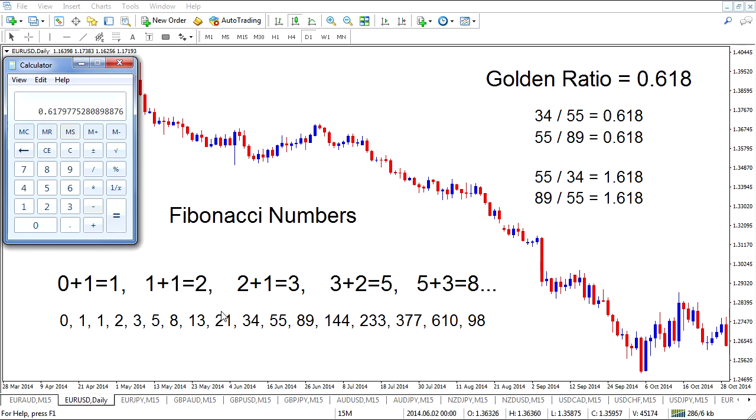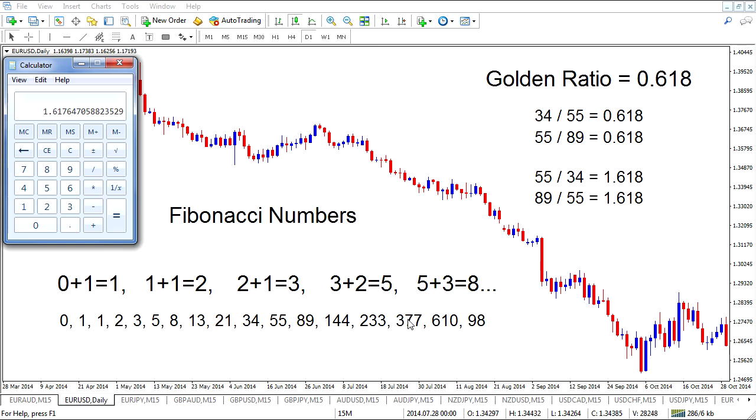And the bigger these numbers get, the more accurate they are when it comes to 0.618. They get closer and closer the bigger these numbers get. So we have a ratio in between these numbers. Now, if you were to divide them the other way, 55 divided by 34, for example, you get 1.618. In this case, it's 1.6176, which could be rounded up to 1.618.